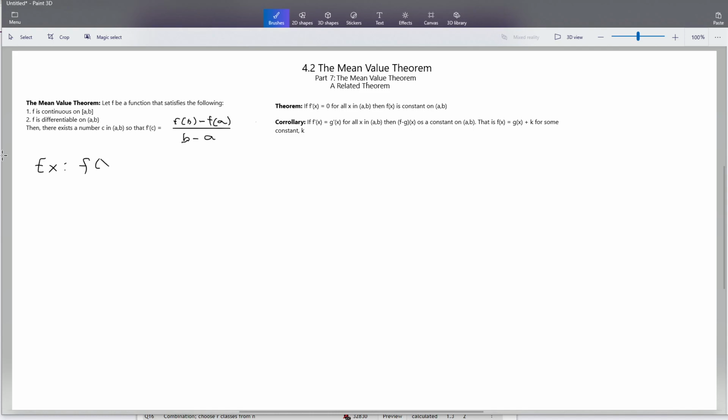So f of x is 1 over x. And g of x is going to be a piecewise defined function where it's 1 over x if x is greater than 0. And it is 1 plus 1 over x where x is less than 0.